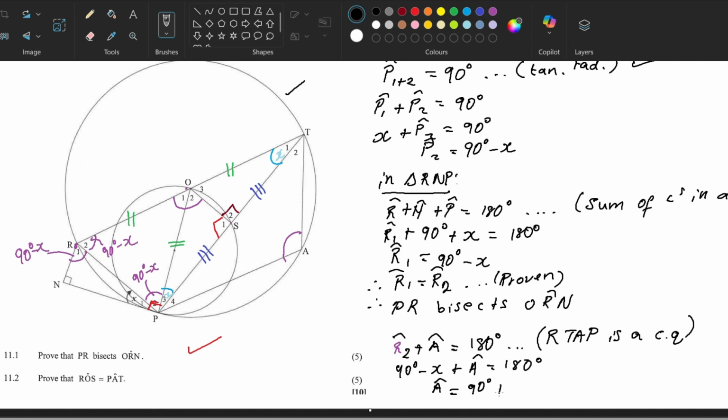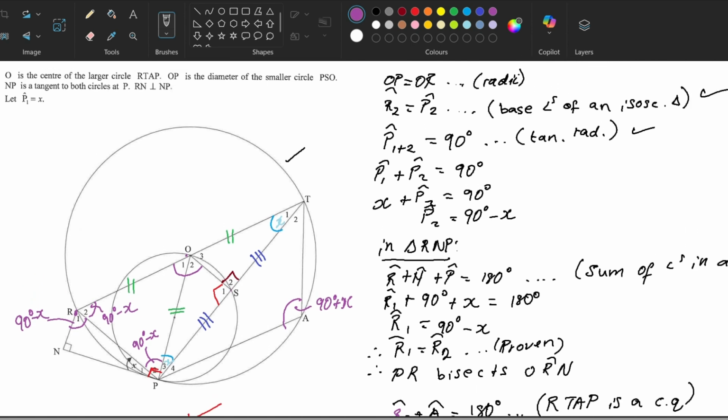So we know now that this angle is equal to 90 plus x. Our next task is to prove or to find angle O1 plus angle O2, right? So how do we go about finding them? There are a lot of ways we can go about this, but I will just take the easiest one to me. Maybe to you, you are seeing something else.